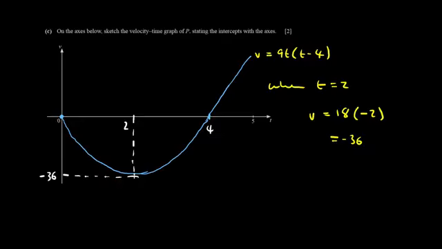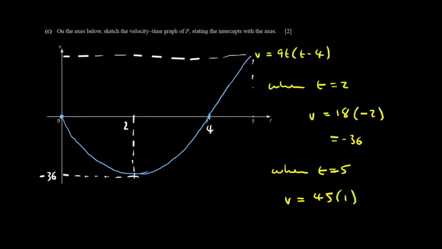And we probably also want to do it when t is equal to 5, I think, just to be complete. When t is equal to 5, velocity is equal to 9 times by 5, which is 45, and 5 minus 4, which is 1. So this coordinate here is going to be 45. So I'm just going to label that with a dotted line. When t is equal to 5, the velocity is equal to 45. Okay, and that should be our expression for the velocity time graph.